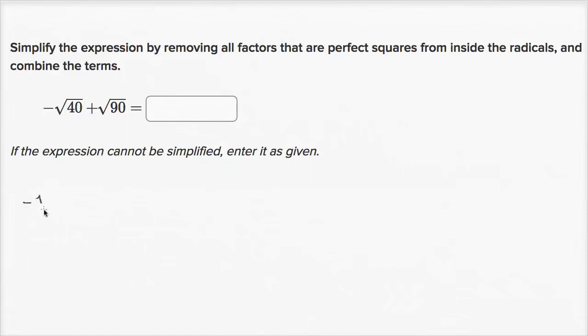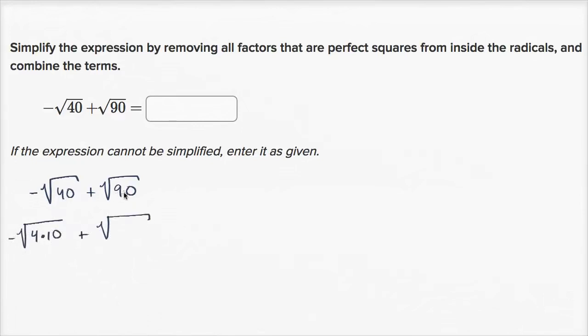So we have the negative square root of 40, I should say. Let me write it a little bit bigger so you can see that. So the negative square root of 40 plus the square root of 90. So let's see, what perfect squares are in 40? What immediately jumps out at me is that it's divisible by 4, and 4 is a perfect square. So this is the negative square root of 4 times 10 plus the square root of, well, what jumps out at me is that this is divisible by 9. 9 is a perfect square, so 9 times 10.